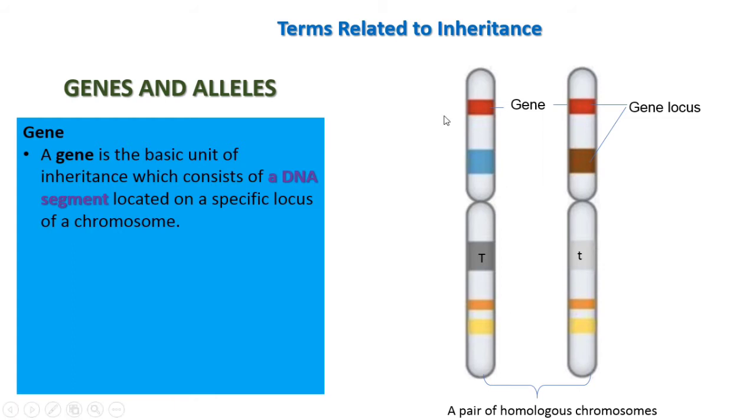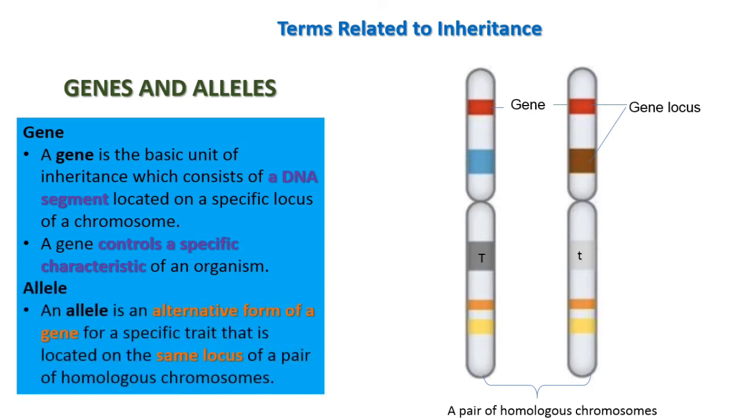The red one and the blue one. So this is the specific locus in a chromosome. Okay, a DNA segment is called a gene. A gene controls a specific characteristic of an organism. So an allele is an alternative form of a gene for a specific trait that is located on the same locus of a pair of homologous chromosomes. So this is the location of the gene.